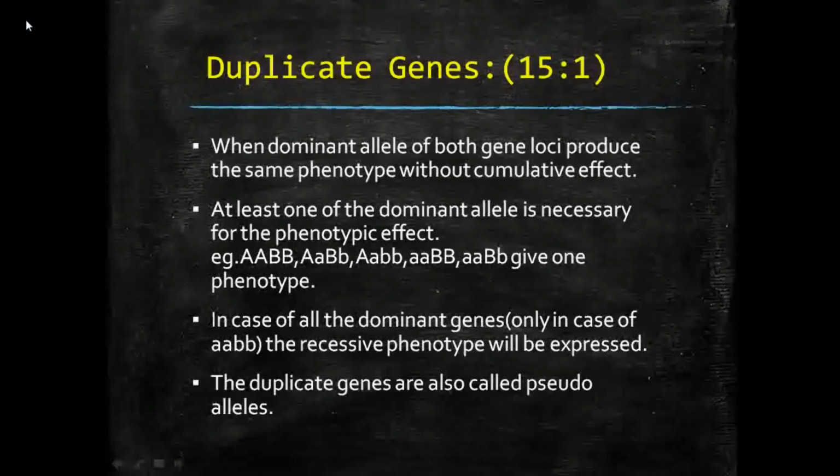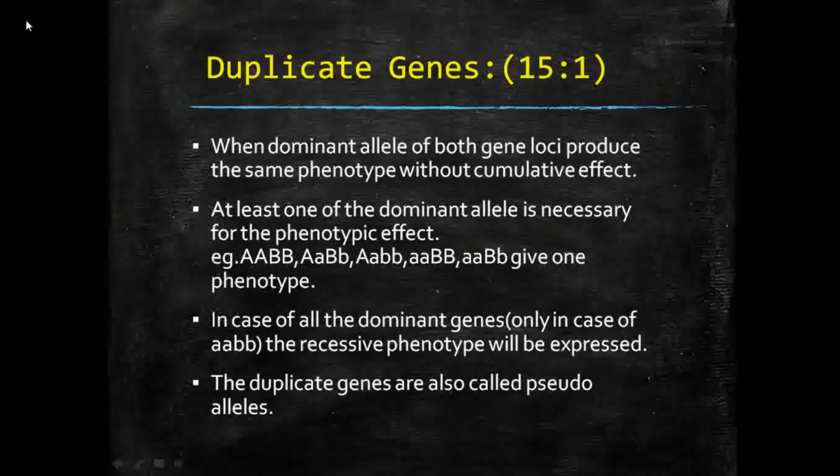An example of this is capital A, capital A, capital B, capital B, meaning both the genes are in their dominant state. In the next example, capital A, small a, capital B, small b. Here one A is dominant, another is recessive, and one B is dominant, another is recessive, but still they will show the same phenotypic effect.